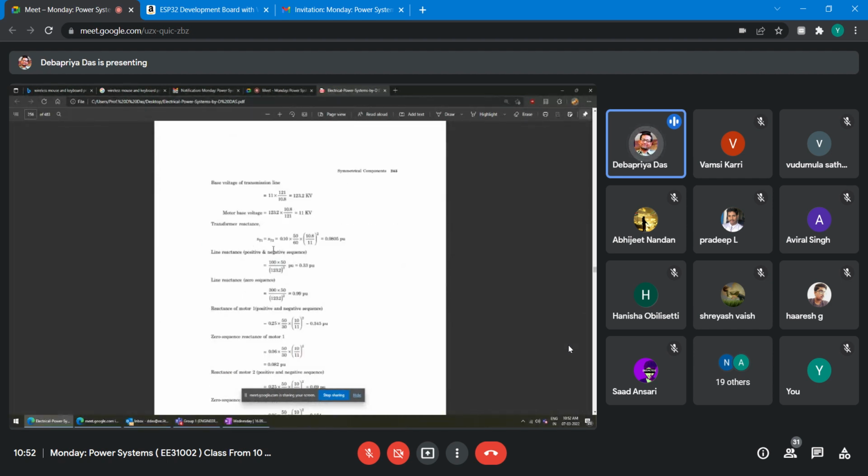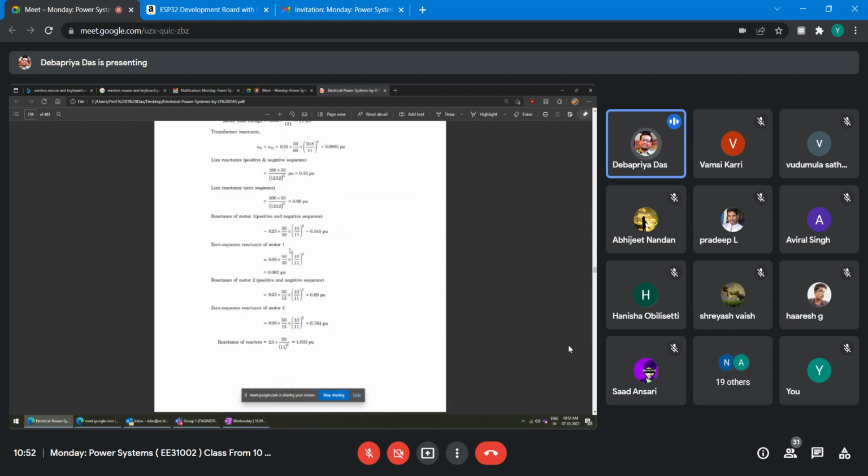The transformer reactance is given; convert the old value to the new base. You go to that formula, right? You have to go back to the per unit system again. It will be 0.1 into 50 upon 60 MVA into 10.8 upon 11 whole squared. So this much per unit. Line reactance, positive and negative sequence: it is given as 100 ohm, base impedance is kV squared upon MVA, so it is 0.33 per unit. For the zero sequence line reactance, same thing with kV squared upon MVA, so it is 0.99 per unit, right?